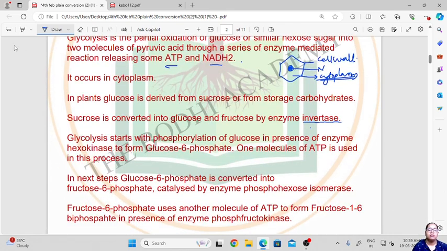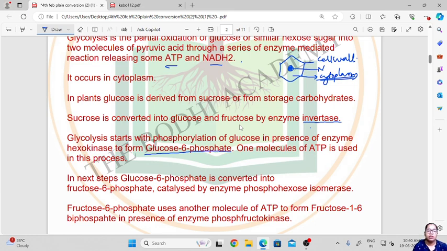Then glycolysis starts with phosphorylation of glucose in the presence of the enzyme hexokinase to form glucose 6-phosphate. First the enzyme invertase converts the sucrose to glucose. Then the glucose, in the presence of the enzyme hexokinase, forms glucose 6-phosphate, and one molecule of ATP is used for this process.